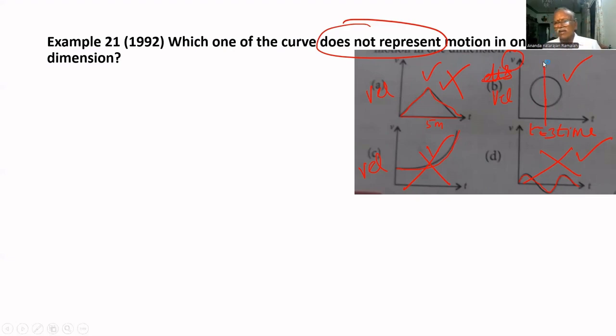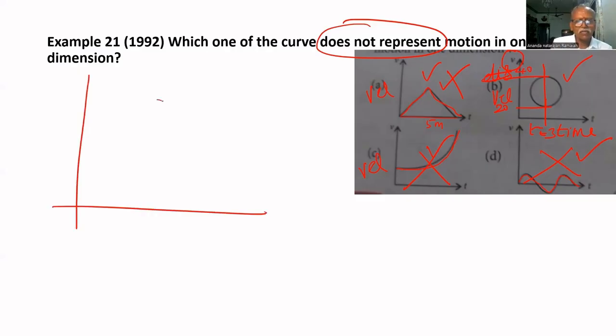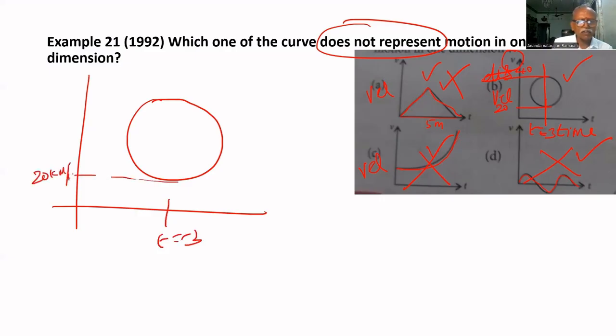How a car will run at two velocities. This is 20 km per hour. This is 40 km per hour. Take this here and display. This is the circle. At t equal to 3, the car speed is 20 km per hour and 40 km per hour. If you draw a line at t equal to 3, it gives two values.